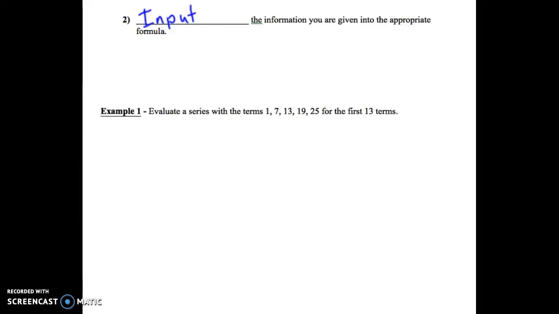Alright, to do example 1, evaluate a series with the terms 1, 7, 13, 19, 25 for the first 13 terms. When it says evaluate a series, all that's asking you to do is find the sum of the series. So please write this down: find the sum. Whenever you read that, it says find the sum of the series.